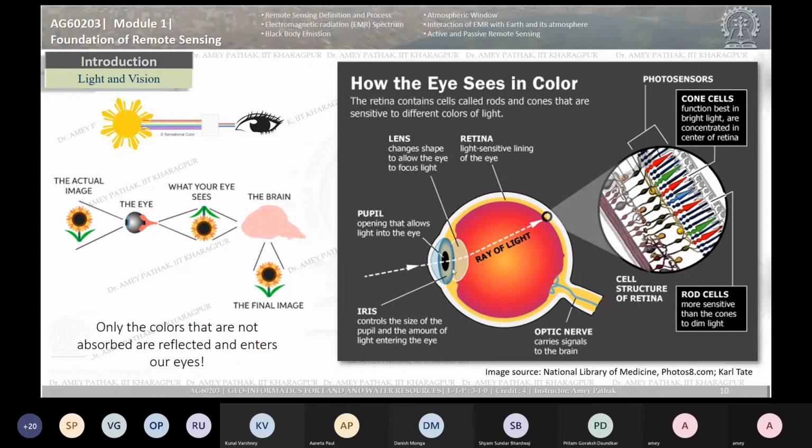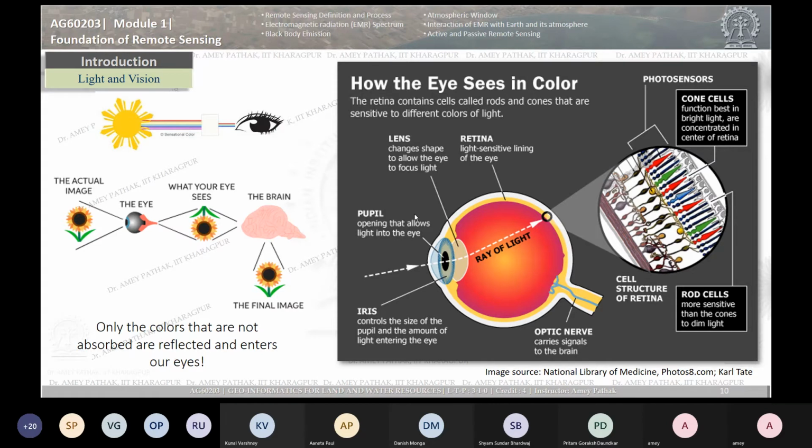Iris controls the size of the pupil, whether it should be dilated or shrink. That is decided by the iris. Iris controls the size of the pupil and the amount of light which is entering the eye. Then we have the lens. Lens changes the shape to allow the eye to focus on light. The main purpose of the lens is to focus the light which is incident, which is being allowed by the pupil and iris, so that the information can be perceived properly.